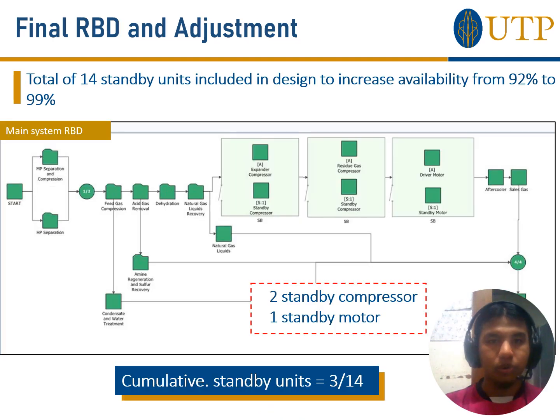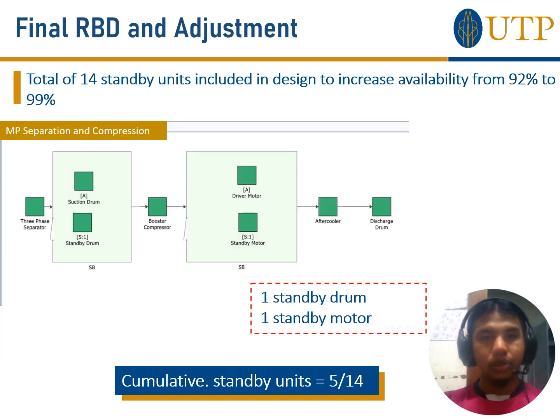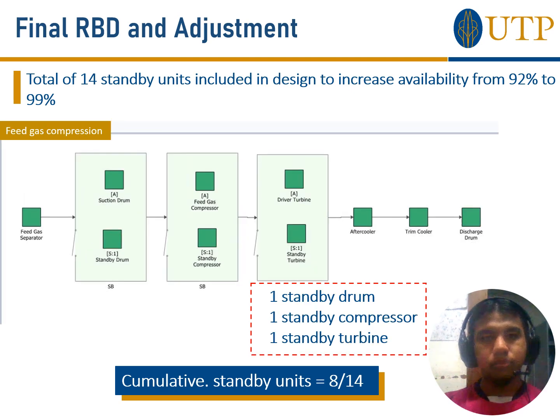Assalamualaikum. My name is Muhammad Shafiq from Group 11. After the adjustment, there are a total of 14 standby units added to the RBD. In the main system, there are 2 standby compressors and 1 standby motor added. In the MP separation and compression, there is 1 standby drum and 1 standby motor added. For feed gas compression, there are 1 standby drum, 1 standby compressor and 1 standby motor added.